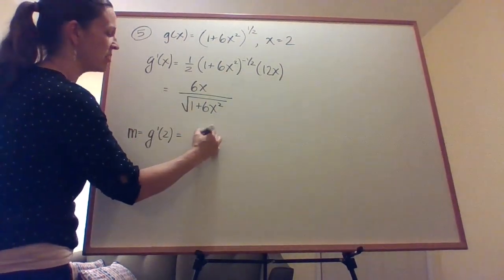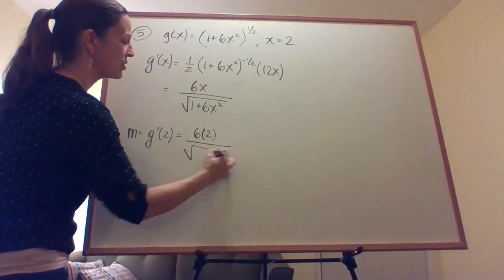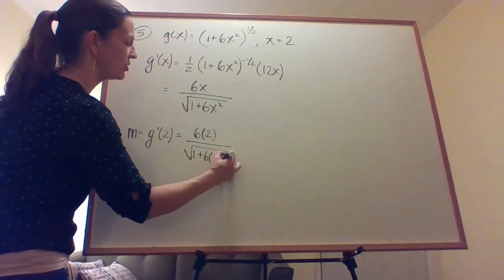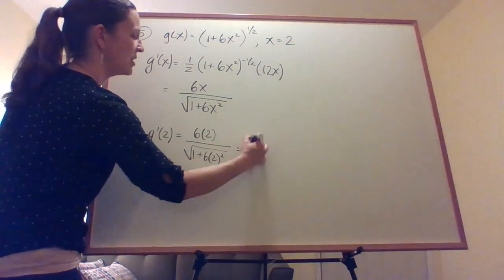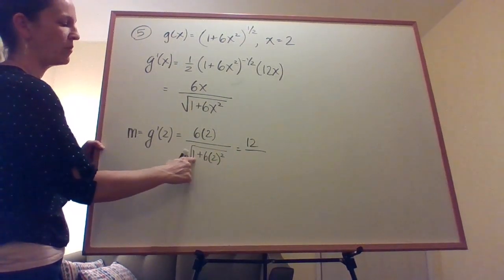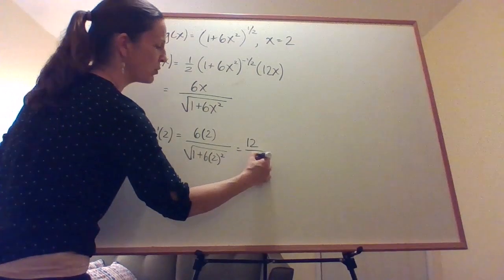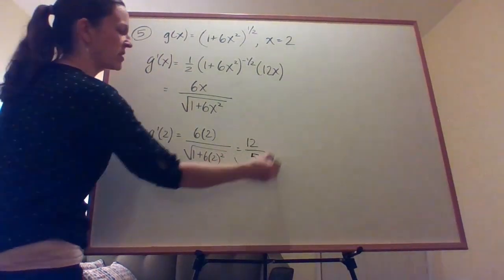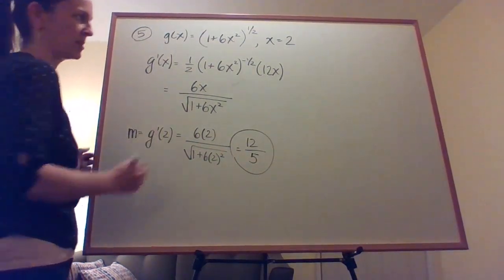So I'm going to plug in here 6 times 2 over the square root of 1 plus 6 times 2 squared. That's going to give me 12. Here, 2 squared, 4 times 6, 24 plus 1, 25. Square root of 25 is 5. So my slope is 12/5.